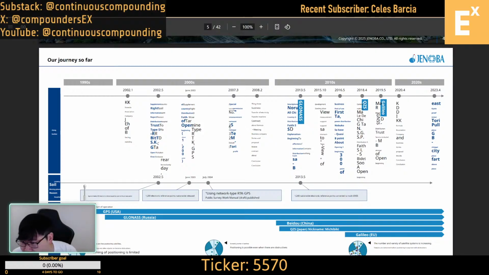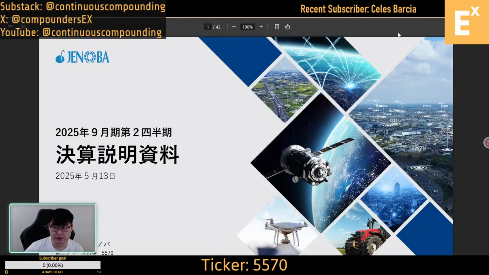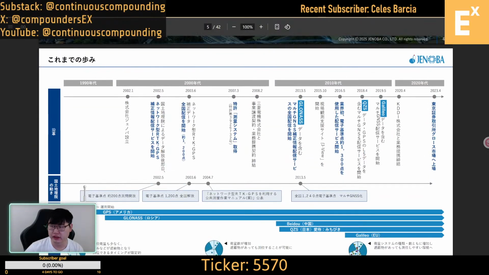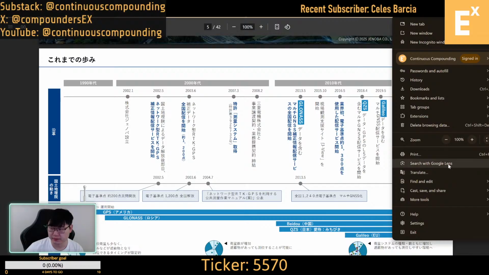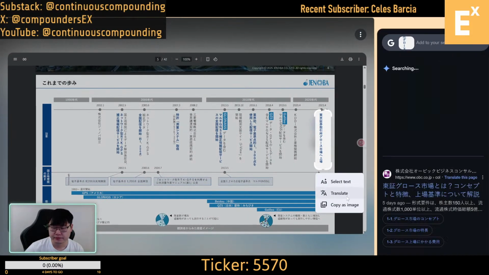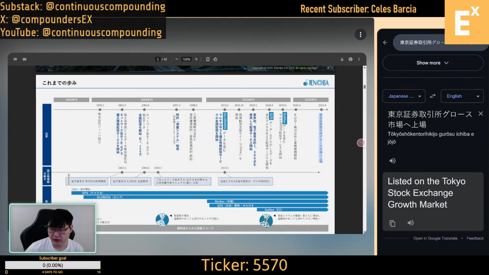Yeah, what are the recent? East Kyoto proof ticket. This is too hard to read. What I could do though, I could use Google Lens for this. Could use Google Lens to read what the most recent ones are. Listed on the Tokyo Stock Exchange growth market. All right.